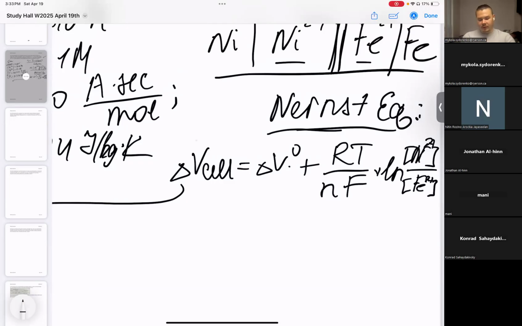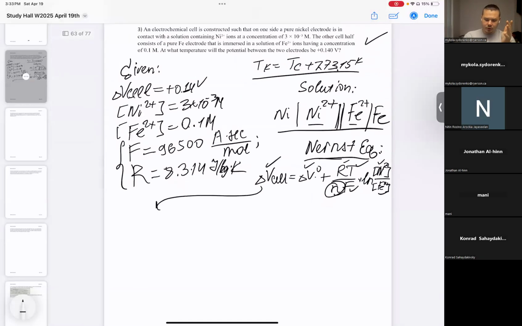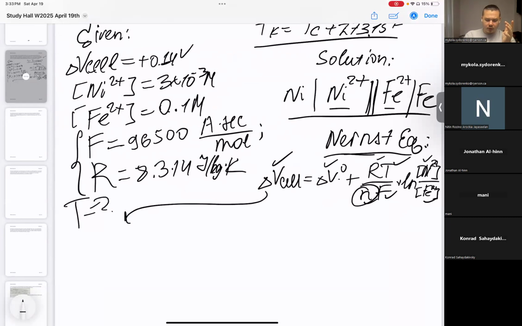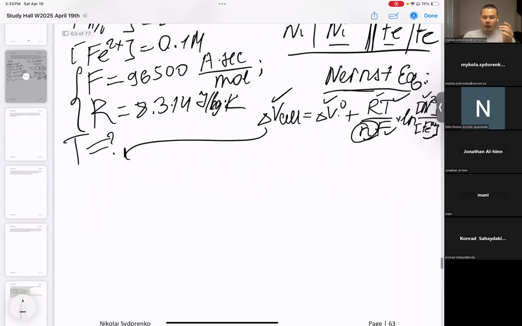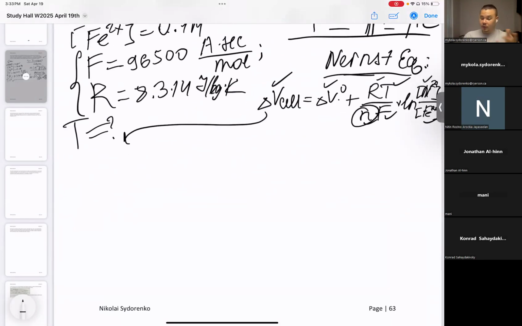So what are we given? We're given these constants. I'm going to explain what n is a little bit later. And then we know the concentrations. So basically there are two things that we don't have: we don't have delta V naught, and we don't have temperature. Temperature is essentially what we're looking for. So how do we compute delta V naught? That's the next part.